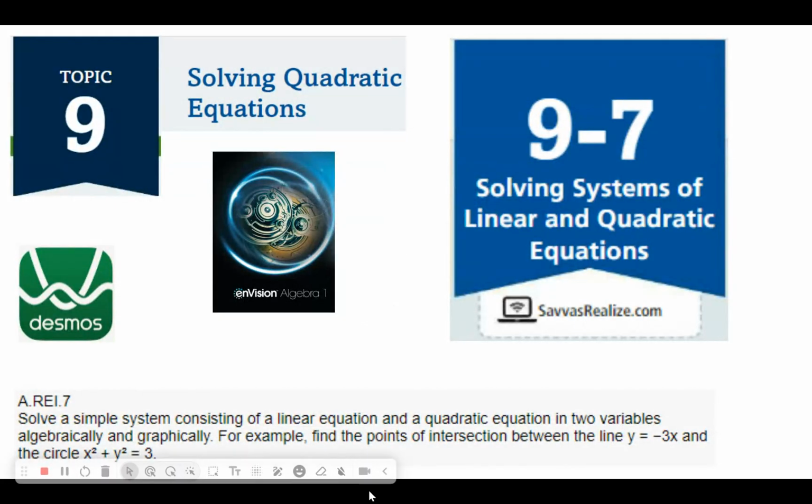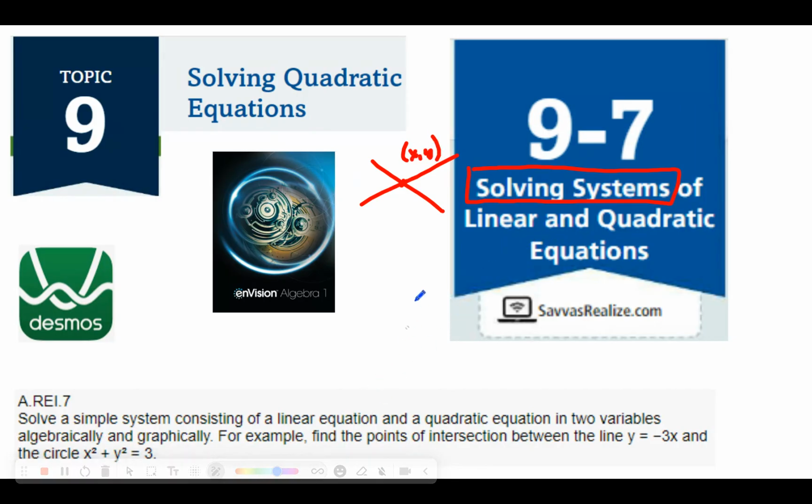This is a continuation from 9-1. Now we are going to solve systems of linear and quadratic equations. So way back when, topic 4, we solved systems. So these systems were two lines, they crossed, and we looked for the point x, y where they cross. Well, now we're going to do linear and quadratic equations.